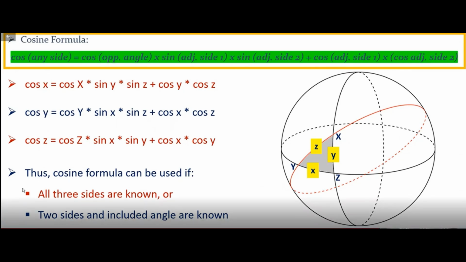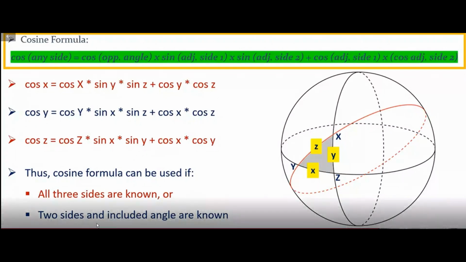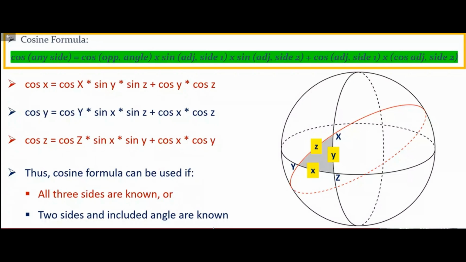Okay. So the important thing to take forward from here is that the cosine formula can be used in these two conditions. Number one, all three sides of the triangle are known. The second scenario, any two sides of the triangle and the included angle are known. So just remember these two conditions well. We will be using them in our question.